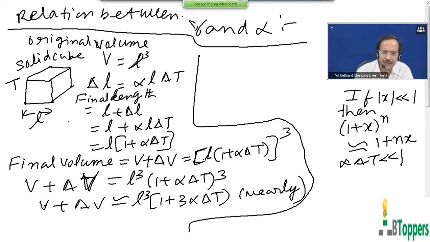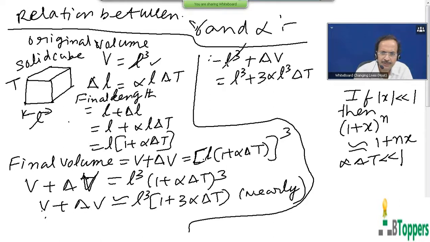Now I can substitute here V equal to L cube on the left side. Original volume V plus delta V. On the right hand side, I can open the brackets: L cube plus 3 alpha L cube into delta T. So you can cancel L cube on both sides. So you get delta V is nearly equal to 3 alpha into L cube into delta T.